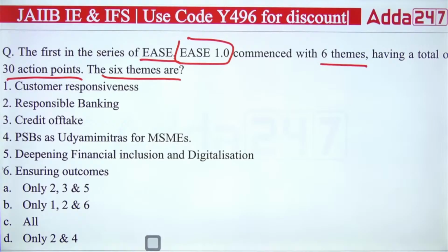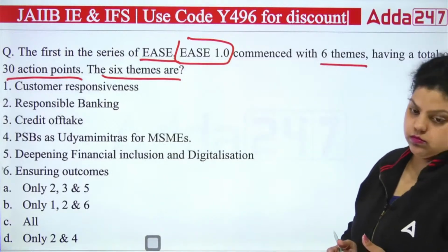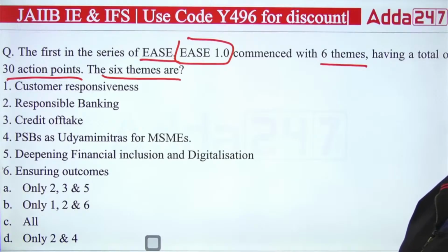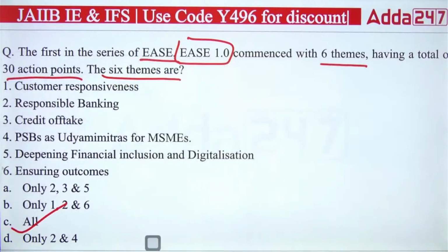Okay. First is saying customer responsiveness, second is saying responsible banking, third is saying credit offtake, fourth is saying public sector banks as Udyami Mitras for MSME, fifth is saying deepening financial inclusion and digitalization, sixth is saying ensuring outcomes. So out of these, you have to answer which of the following is correct. See, everyone is saying all are correct. Okay, very good. So the right answer is C. All are the correct theme of EASE 1.0. So right answer will be C.